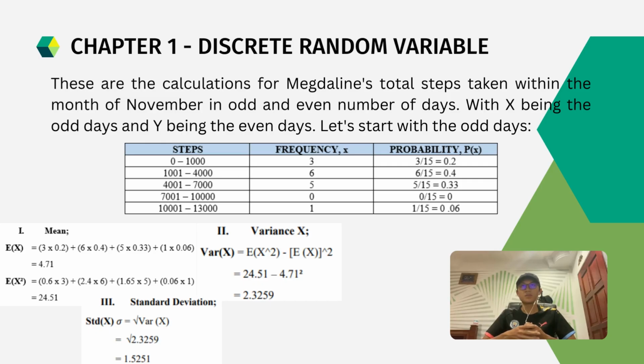As you can see within the table, there are steps, frequency, and probability. From these data, we can get the mean, variance, and standard deviation. For mean, basically the frequency is timed with the probability, and so the same as the other data, 6 times 0.4, 5 times 0.33, 1 times 0.06, and when you combine them all, you get 4.71.